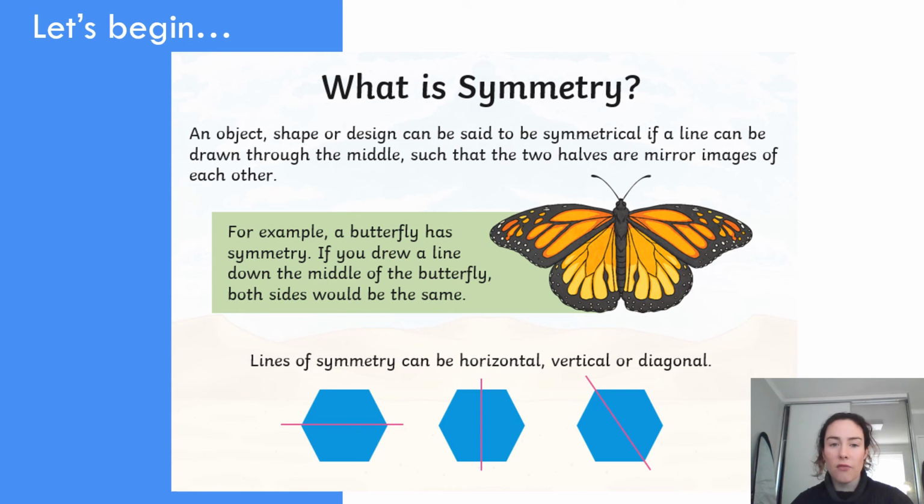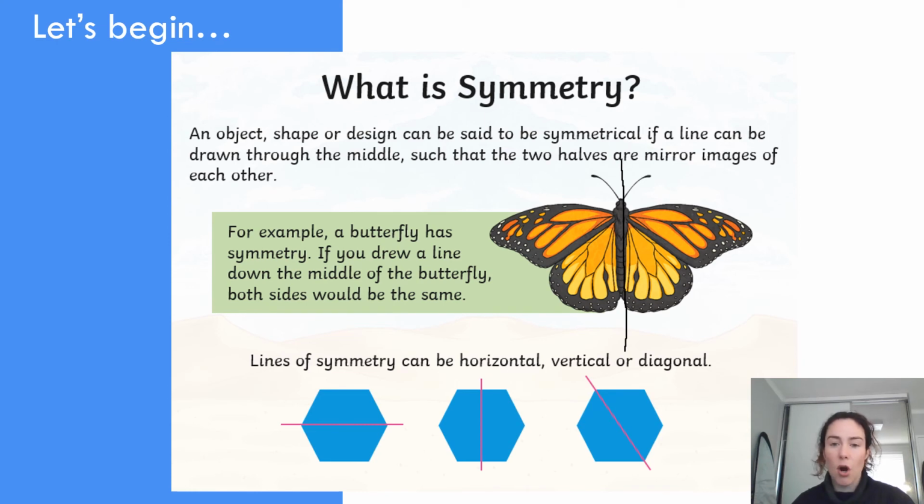For example, a butterfly has symmetry if you draw a line down the middle of the butterfly, both sides would be the same. So if I drew a line down the middle here, oh, that was pretty good, only a little bit off. You can see that on both sides of the butterfly, the pattern is exactly the same. They've both got an antenna. They've both got these little dots here. A line of symmetry means on either side, what's on either side is exactly the same. And like they said, it's a mirror image.